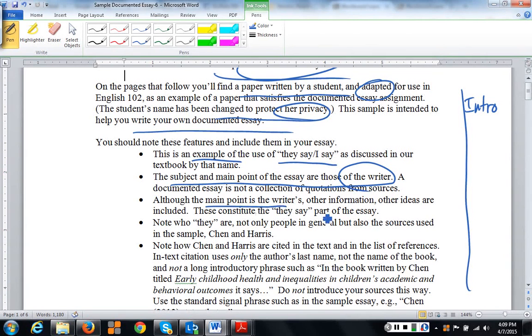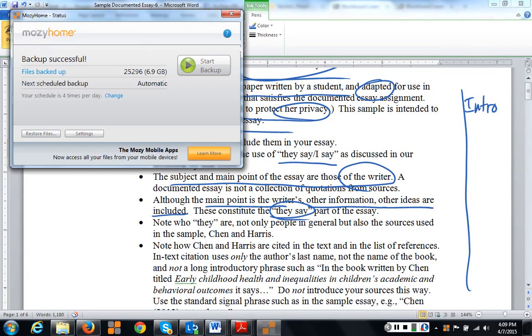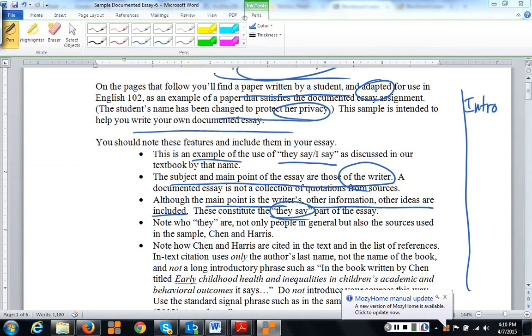The main point is the writer's, but the other ideas are included, as I say, as part of the development, and they include the they say part of the essay. Remember that what they say, first of all, is what we call the conversation about the topic. Whatever the conversation is, that's what people in general are saying about the topic. Now, what they say does not necessarily have to be different from what you say. They say could support, illustrate, exemplify, and otherwise help you develop your topic. It could agree with you. It doesn't necessarily have to be different. All right.